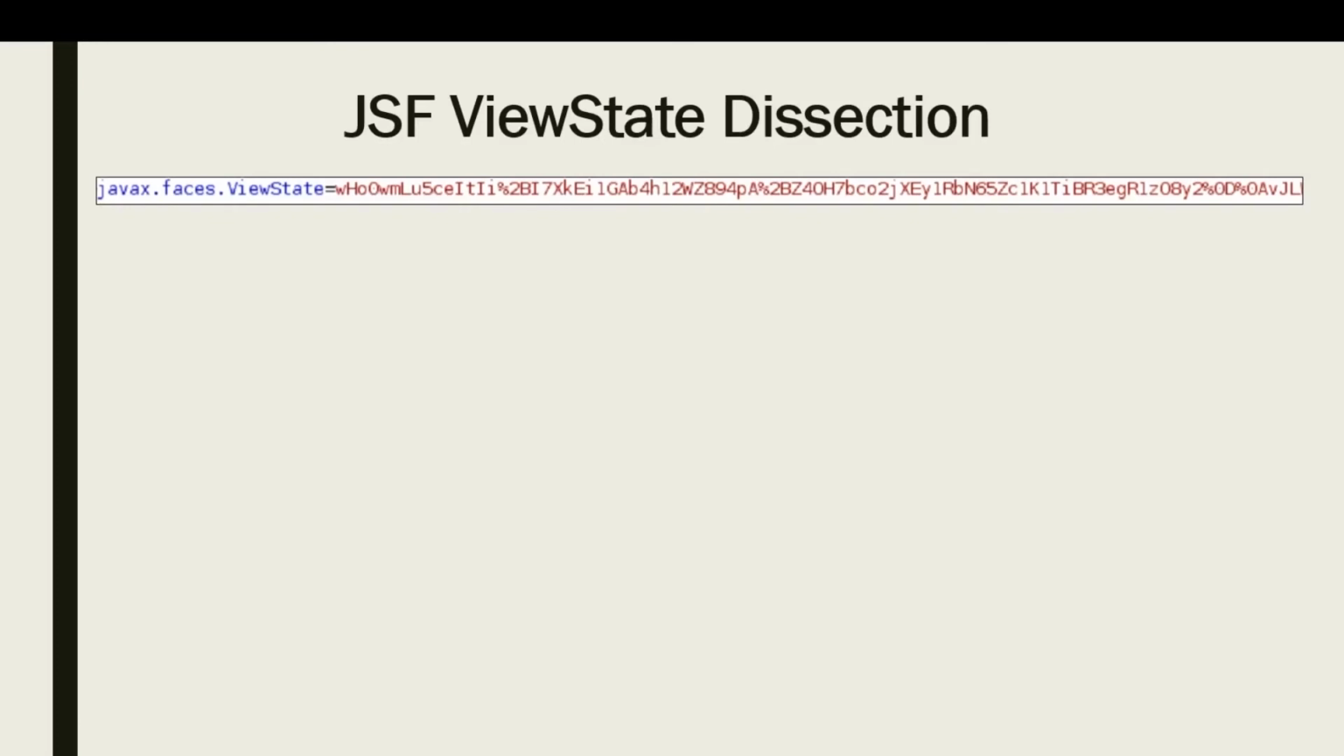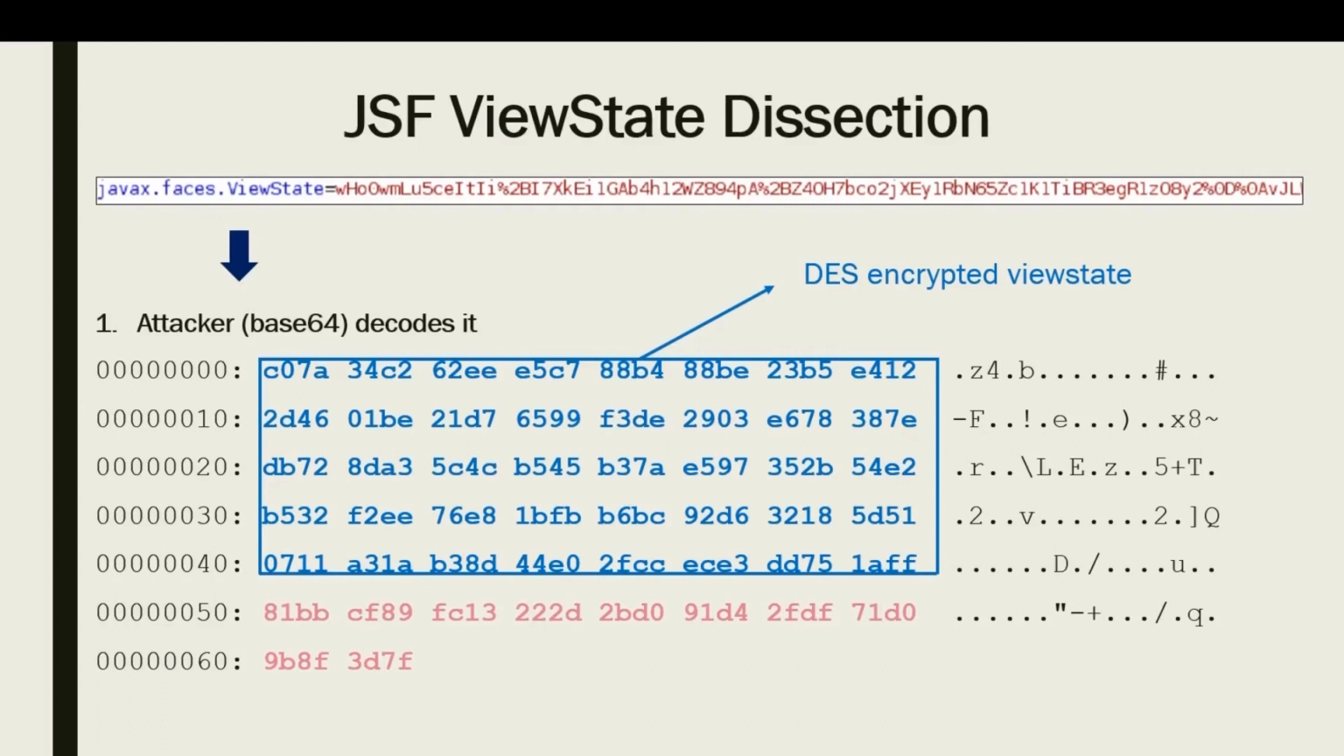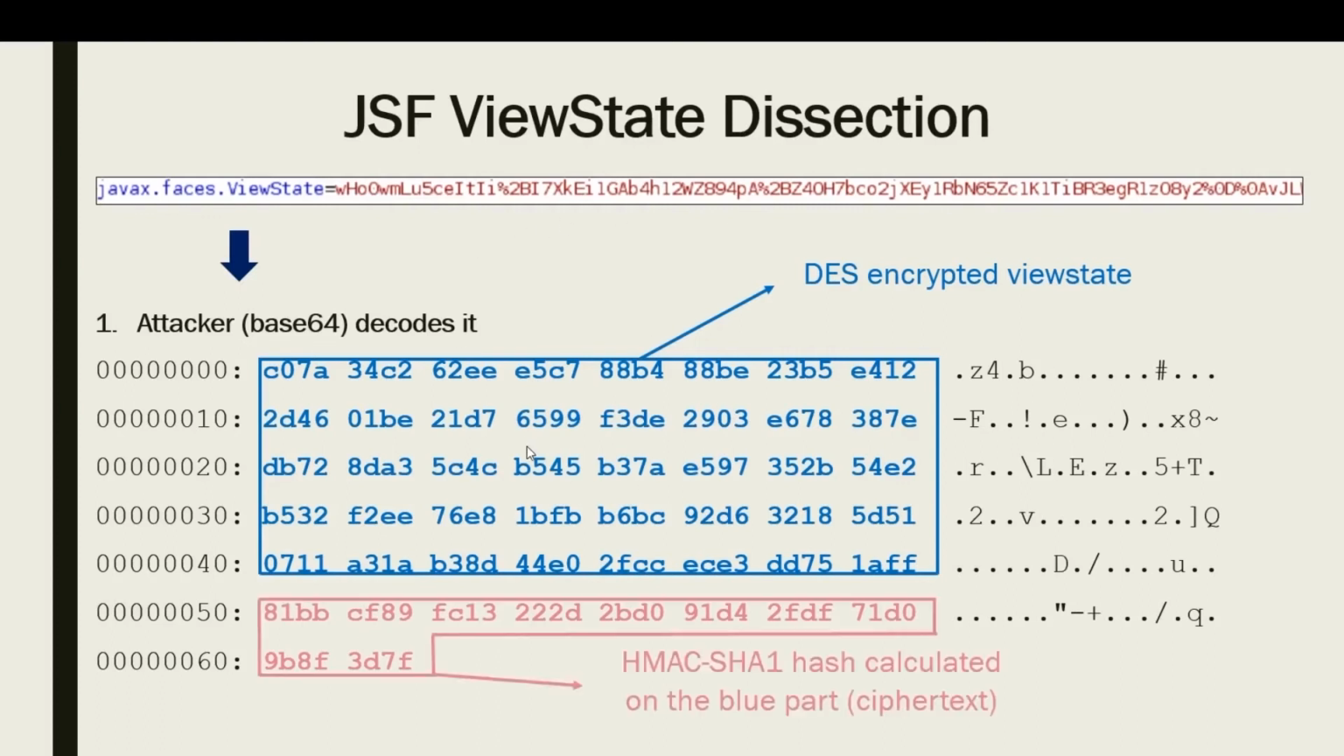As an attacker, we initially retrieve the view state value from the web application. It is base64 encoded, therefore we decode it. After decoding, we split up the output in two parts, the encrypted view state and the message authentication code calculated over it. As by default Apache MyFaces uses HMAC SHA-1 algorithm, the hash generated is always 20 bytes long. So the last 20 bytes of the base64 decoded view state will be the message authentication code, with the rest being instead the encrypted part of the view state.